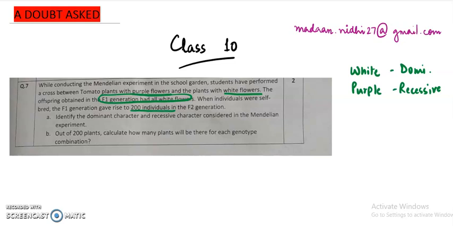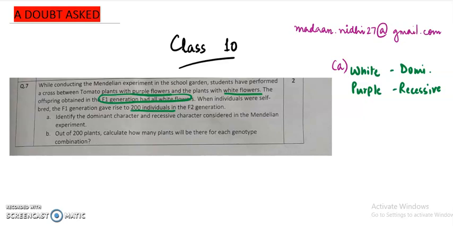So here I have already solved question number 7 part A, that white is going to be the dominant character and purple flowers are exhibiting the recessive character, right? Because as per law of dominance, only the dominant trait gets expressed in the F1 generation. So with the help of it only we have concluded that the white flower plant is the dominant one.